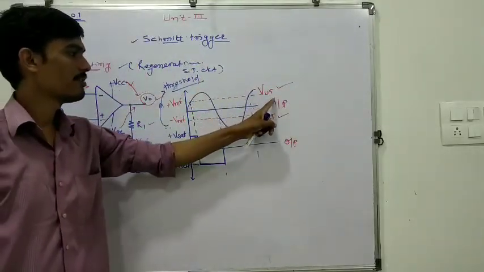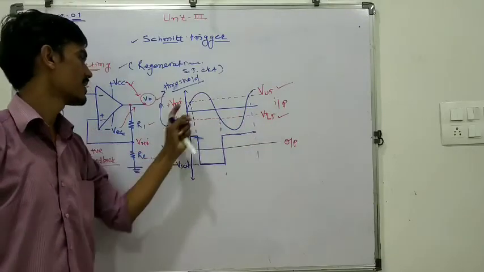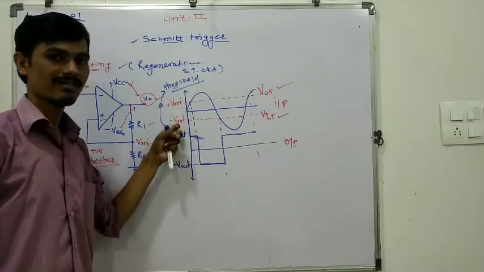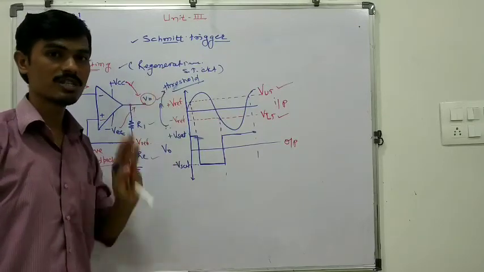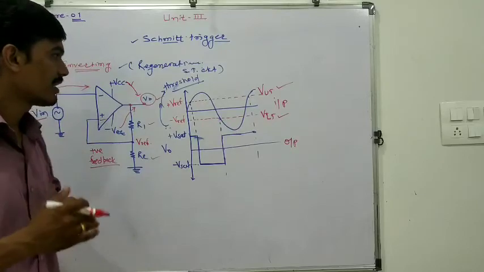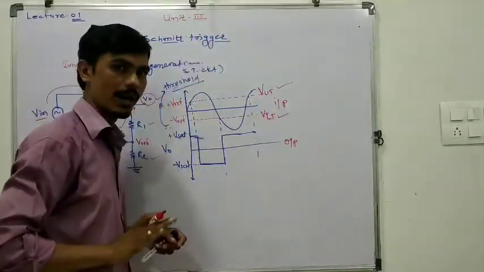VUT means what? UT means upper threshold, and LT means lower threshold. Ultimately these are called plus V reference and minus V reference. These two points are called the threshold voltages of this Schmitt trigger circuit. Depending on that value, the output will change, either to the plus V side or the minus V side.